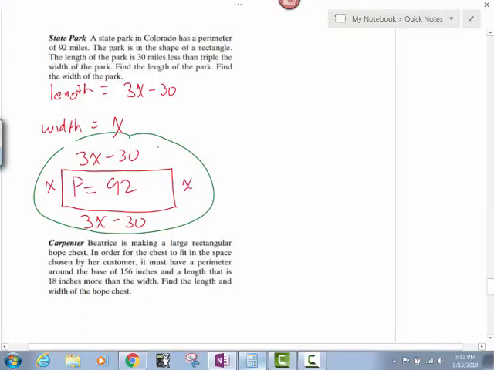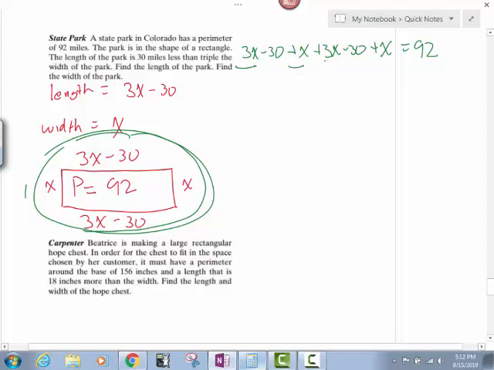So look, let's do this. Let's start adding. Let's start from here and let's go counterclockwise. So I'm going to write 3x minus 30 plus another x plus another 3x minus 30 plus another x has to add up to 92. Okay? So let's add up all our x's. 3, 4, let's see, 4 plus 3 is 7, 7 plus 1 more is 8. So 8x, okay. Minus 30 and another minus 30 is a minus 60, okay. Equals 92. So we need to add 60 to both sides.